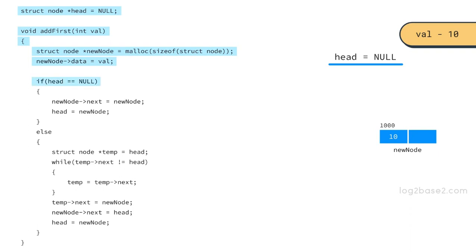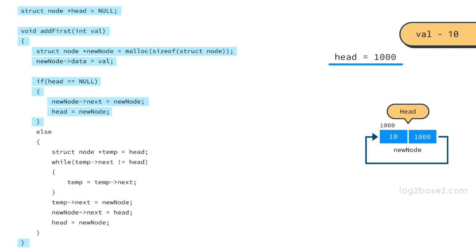Now, if the circular linked list is empty, the new node will be the only node and it should become the head. So check it and we got head equal to null. That means the linked list is currently empty. So the if returns true, and since the new node should be the head and it will be the only node, its next should point to itself. So set new node next equal to new node. This node is pointing to itself. And now make it the head of the linked list. So we have head equal to new node. Head has the address 1000 and points to this node.